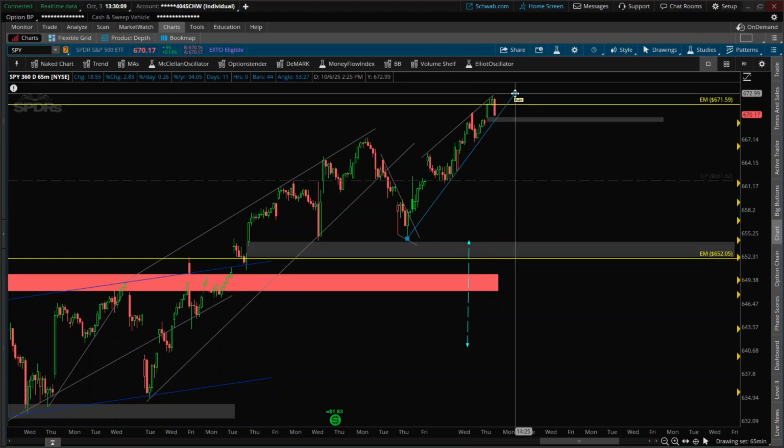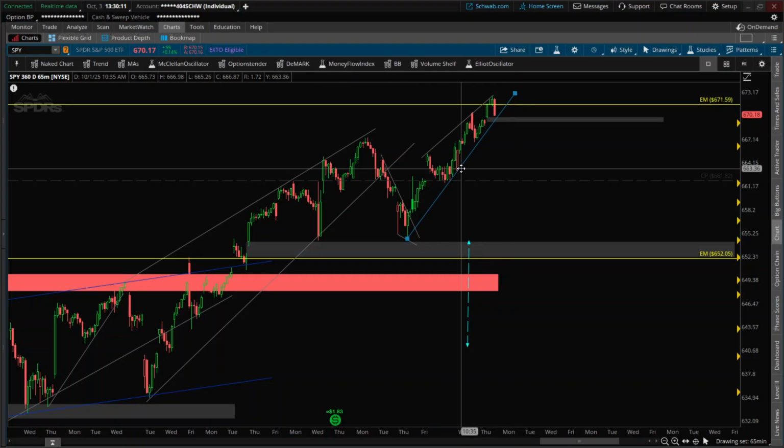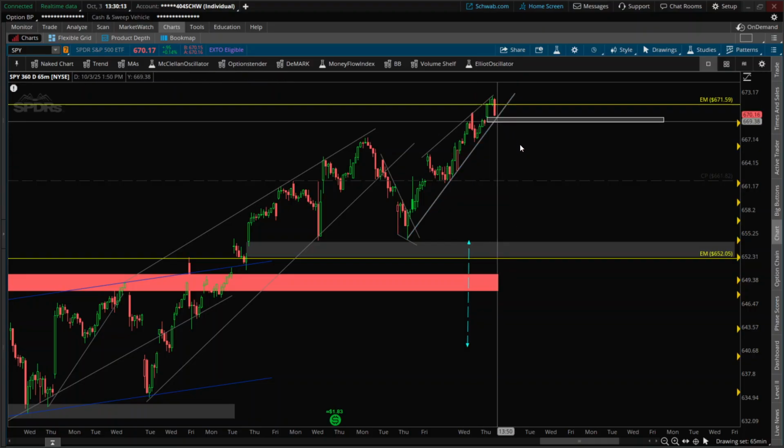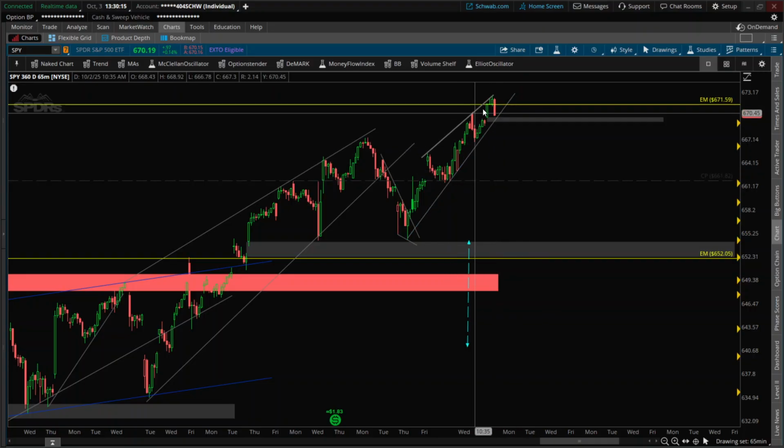So you can tighten that up. You can leave it right on these touches right here. So let's see what happens there. Is this a reversal? Probably.